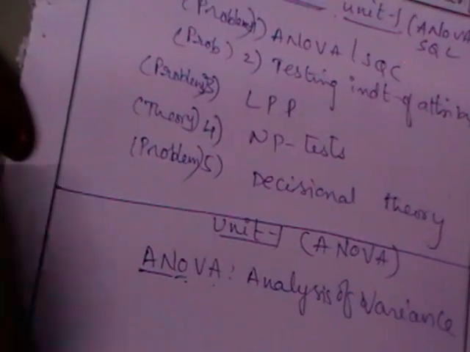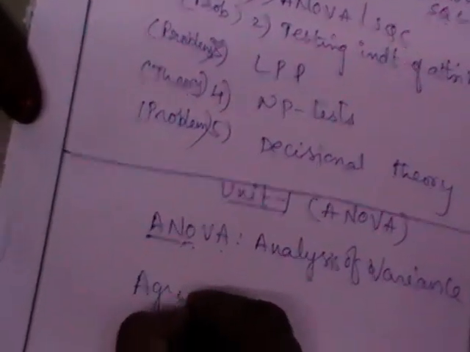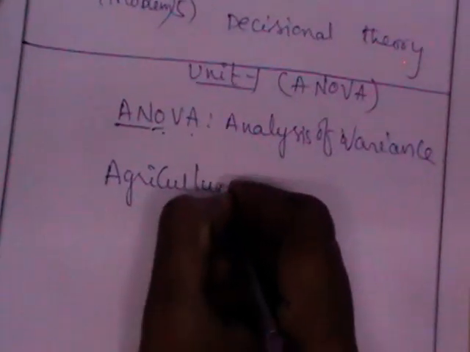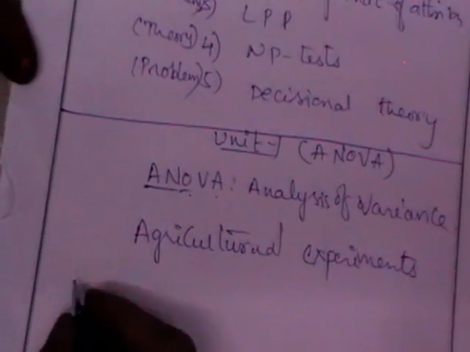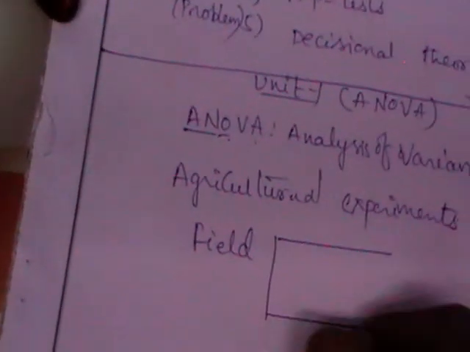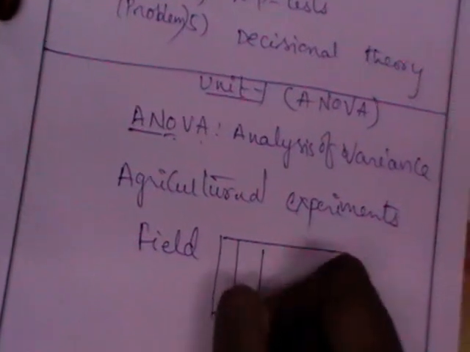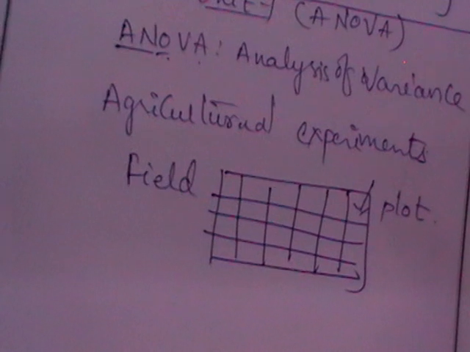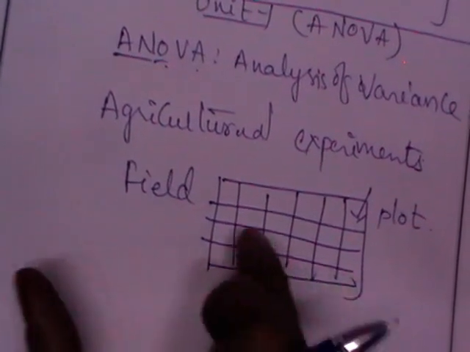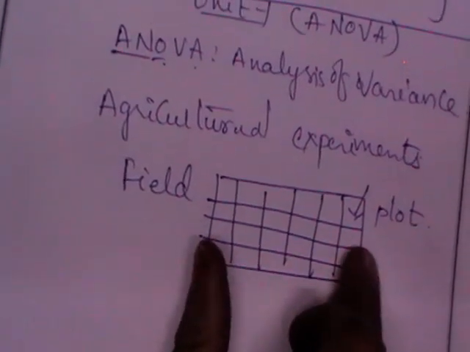I'll take an example to understand this analysis of variance concept. Let us say that this is mainly related to agricultural experiments. Let us say that you are given an agricultural field, and it is divided into different plots. The field is an entire unit, and each individual unit of the field is called a plot. Now you are with an agricultural field which is divided into small units called plots.